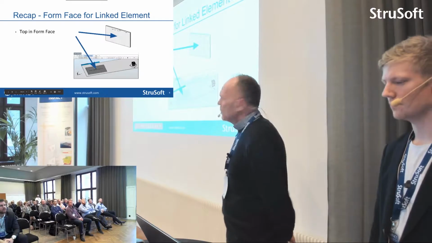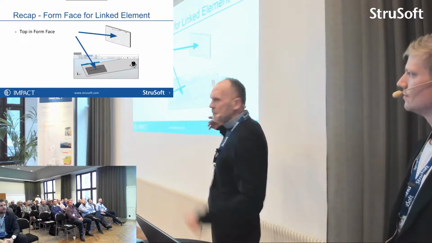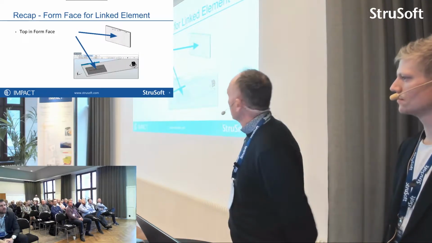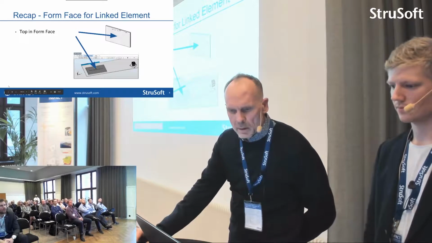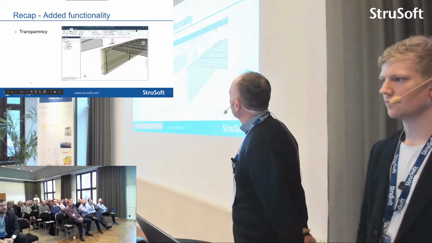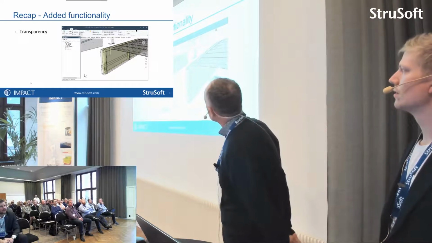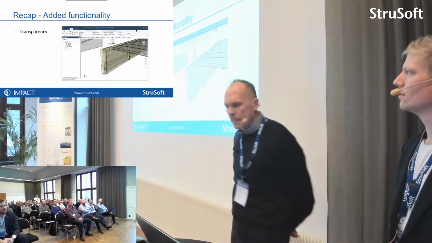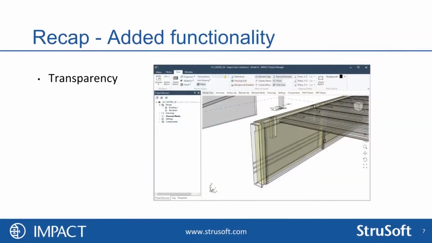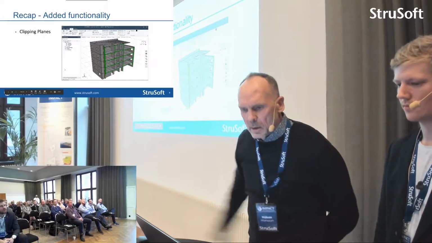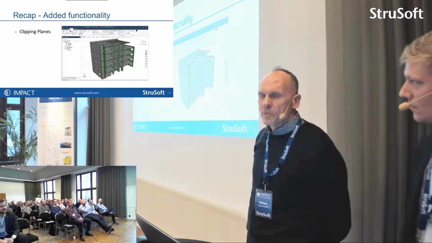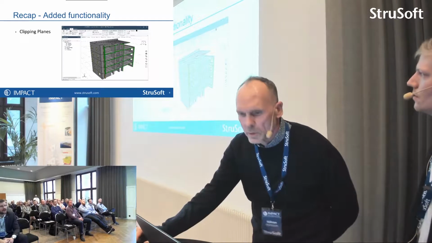We have also added a new parameter to linked elements, so you can tell the production planning which side should be top in form, if it's a complex element. We have added transparency, so you can watch inside the element like this, internal thickening. And you do it up in the left. Clipping planes is also a new thing. You can do a vertical or horizontal section through the building. We'll show this later.